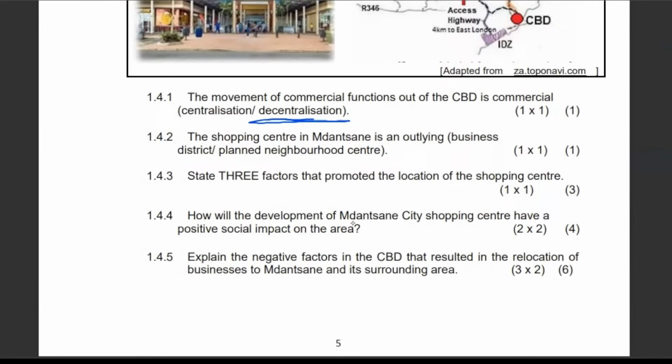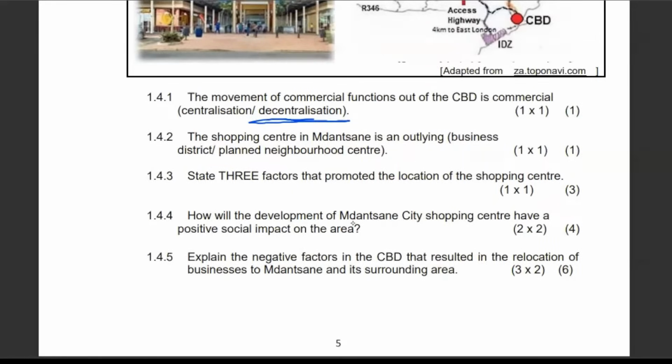When you are decentralizing, we are moving activities from the core. We know well that main activities are centralized in the CBD. Commercial activities are centralized in the CBD. However, because of some centrifugal factors, some of the commercial activities are now being decentralized. They are now being moved to the outlying business district. That is decentralization, the opposite of centralization. When we are centralizing, we are concentrating commercial functions in one area. But with decentralization, we are moving them away from a focal point.